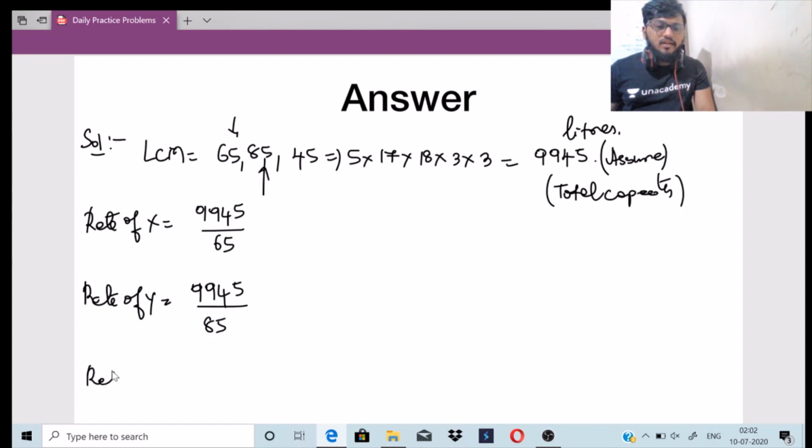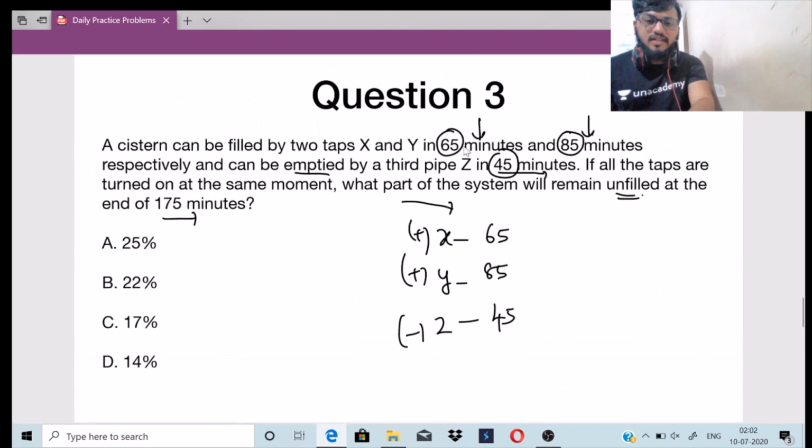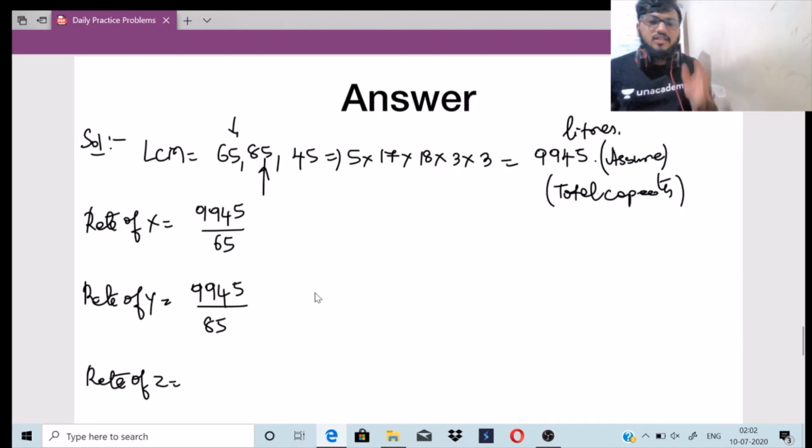What will be the rate of z? This is all per minute because they have given this in minutes, right? 65 minutes, 85 minutes and 45 minutes. So we are taking this as per minute. अगर आपको per hour करना है तो minutes को hour से convert करके per hour कर सकते हो. इधर minutes दिया है तो per minute ही ले रहे हैं, right?